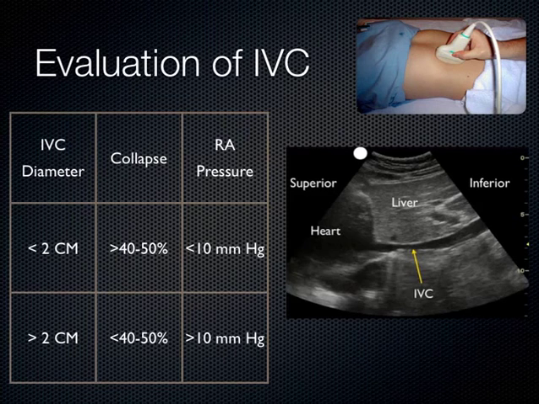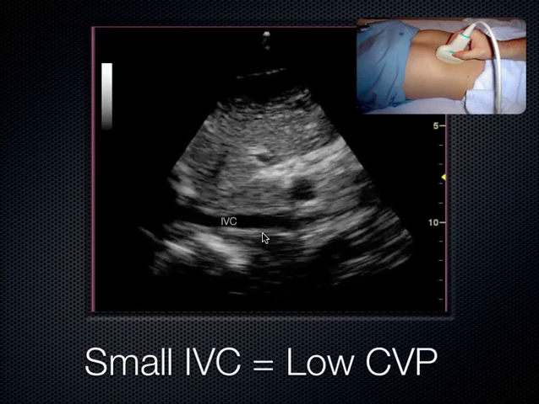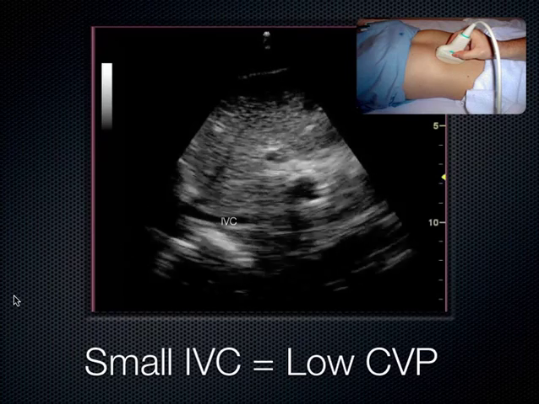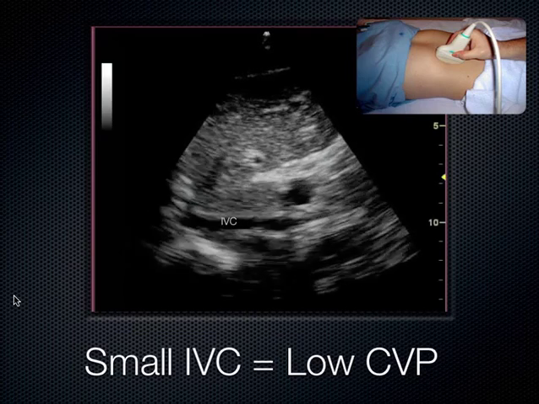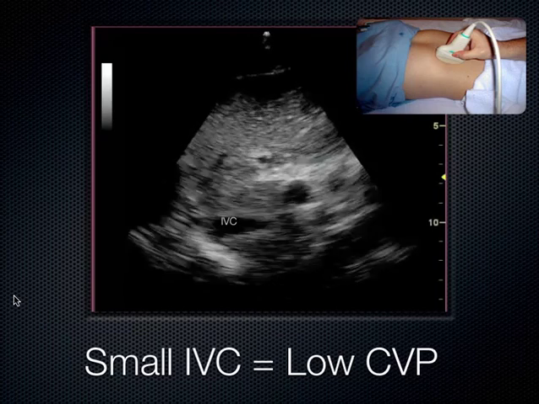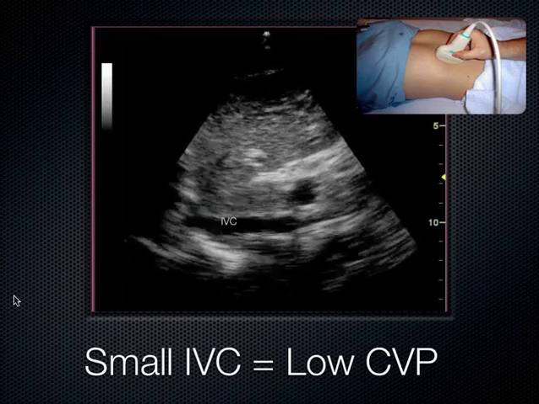Okay? As opposed to this little skinny IVC right here. Look at this. I mean, this thing is definitely less than 2 centimeters. And as they inspire, it flattens all the way out. So we start out less than 2 centimeters, and as the patient breathes in, the IVC actually flattens all the way down. And the walls basically touch in this case. And so that patient has a central venous pressure less than 10 millimeters of mercury. Does that make sense? Okay, so in terms of the tank, we want to know, is the tank full?